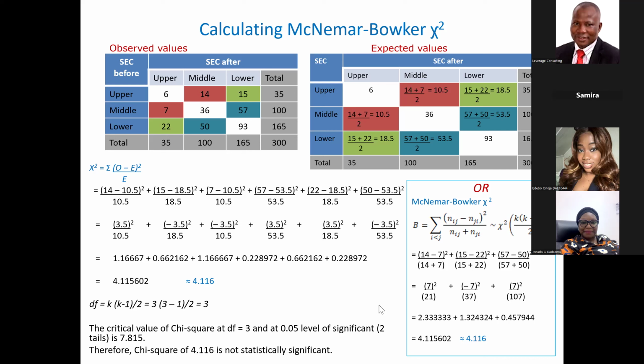Now, you will see, if you remember how we calculated expected value, we said that expected value is the value when no hypothesis is true. What it means is, let's consider the first pair, 7 and 14, between upper and middle. How many change from upper to middle?